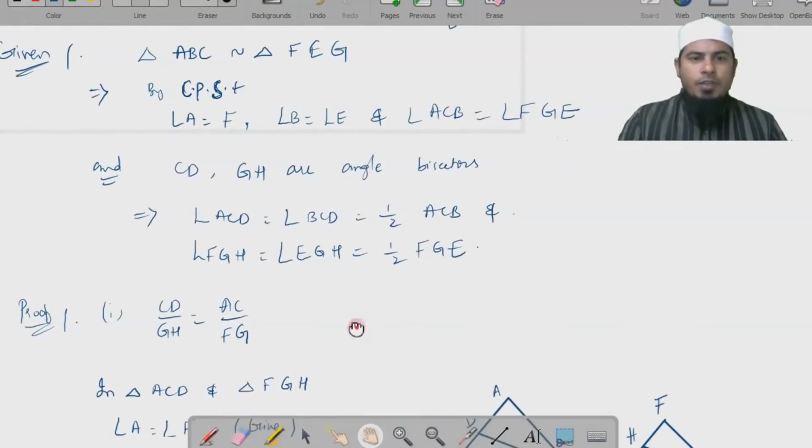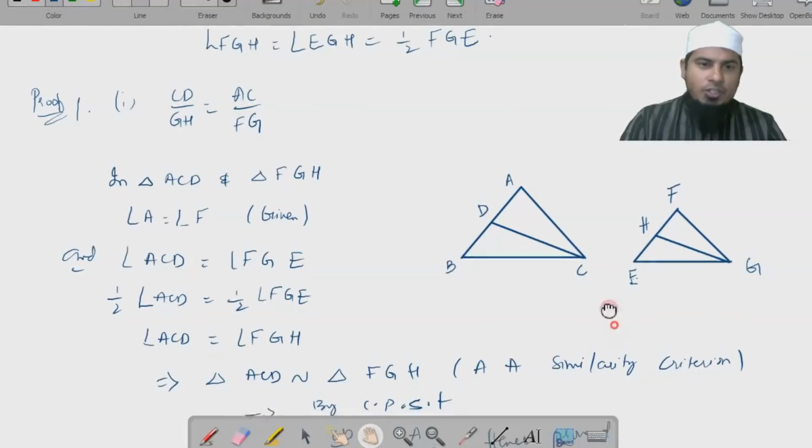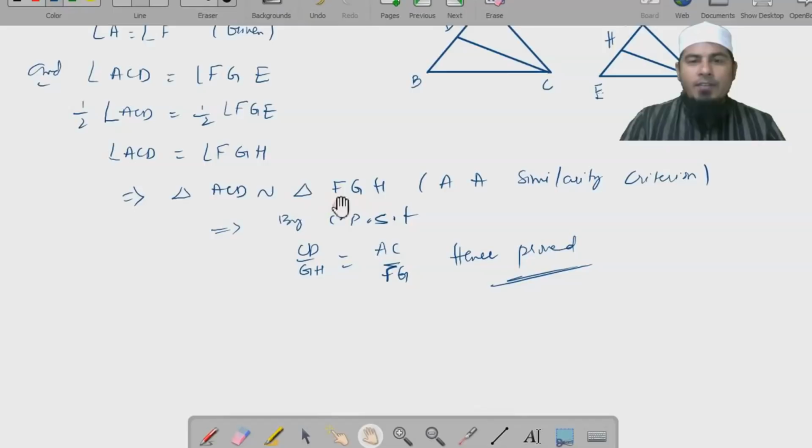Yes, in order to prove this ratio, we prove that the two triangles constituting these sides are similar, then by CPST we write that these ratios are the same. So CD/GH and AC/FG, this hints that triangle CAD is to be proved similar to triangle GFH. So we proved that, and after proving we just wrote CPST.